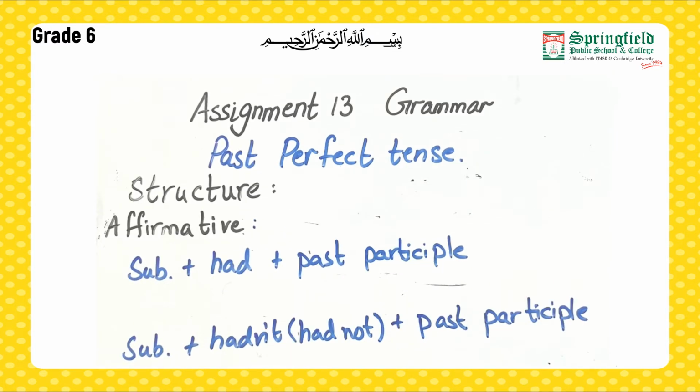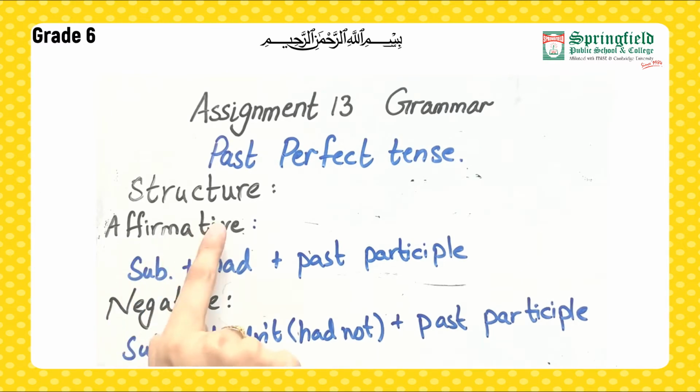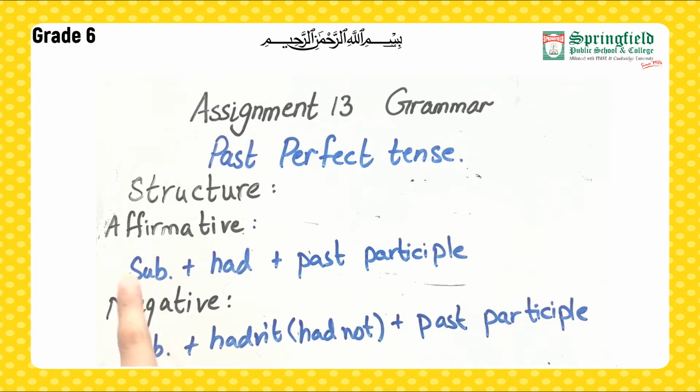All right, okay, so this is the structure for affirmative. We have subject, then had, and then past participle. You can say third form of verb as well. Fine. So subject plus had plus past participle.